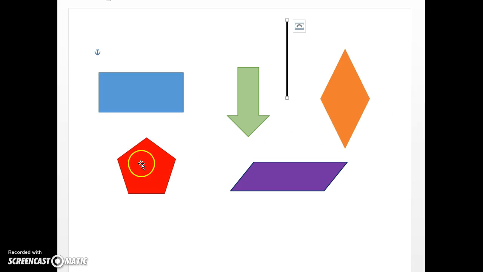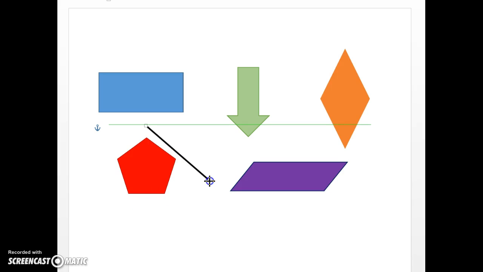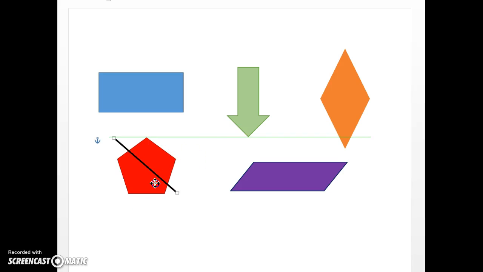The pentagon right here actually would have five. It would have one line going through here, just like that. And then if I turned it the correct number of degrees, it would have one going through each one of these vertices. So it would actually have five, one going through each vertex, kind of like that.